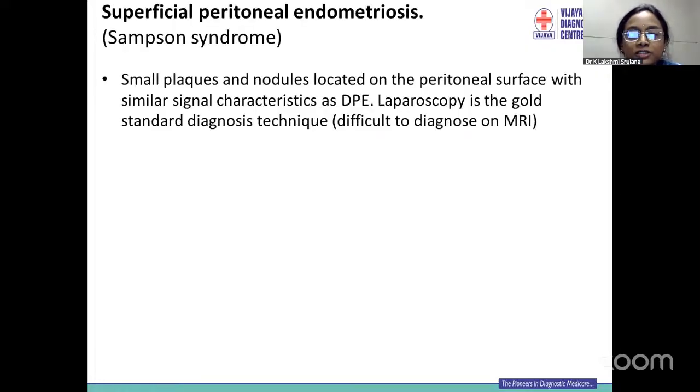Coming to superficial peritoneal endometriosis, they are seen as small plaques or nodules, and they are usually missed and difficult to detect in MRI. Laparoscopy is the gold standard.